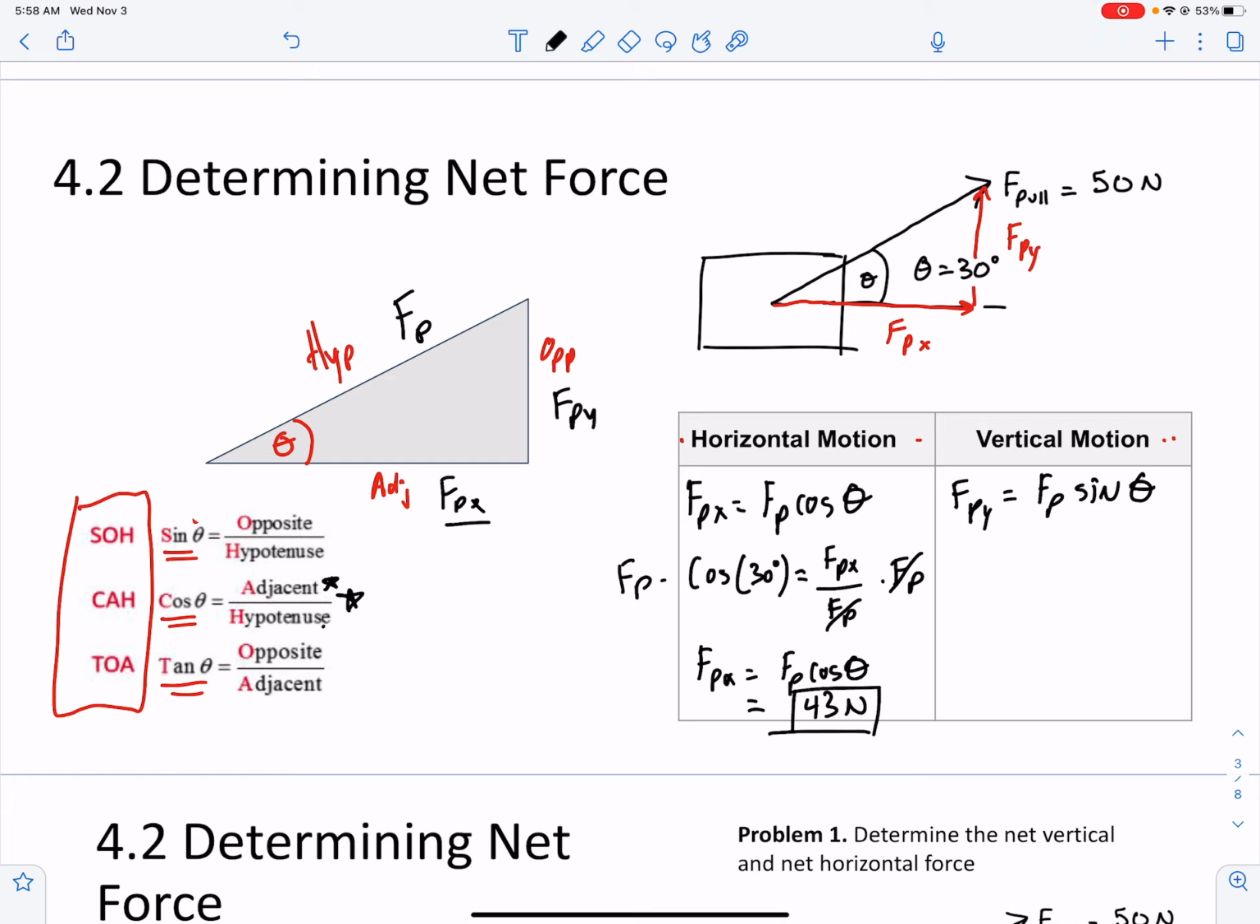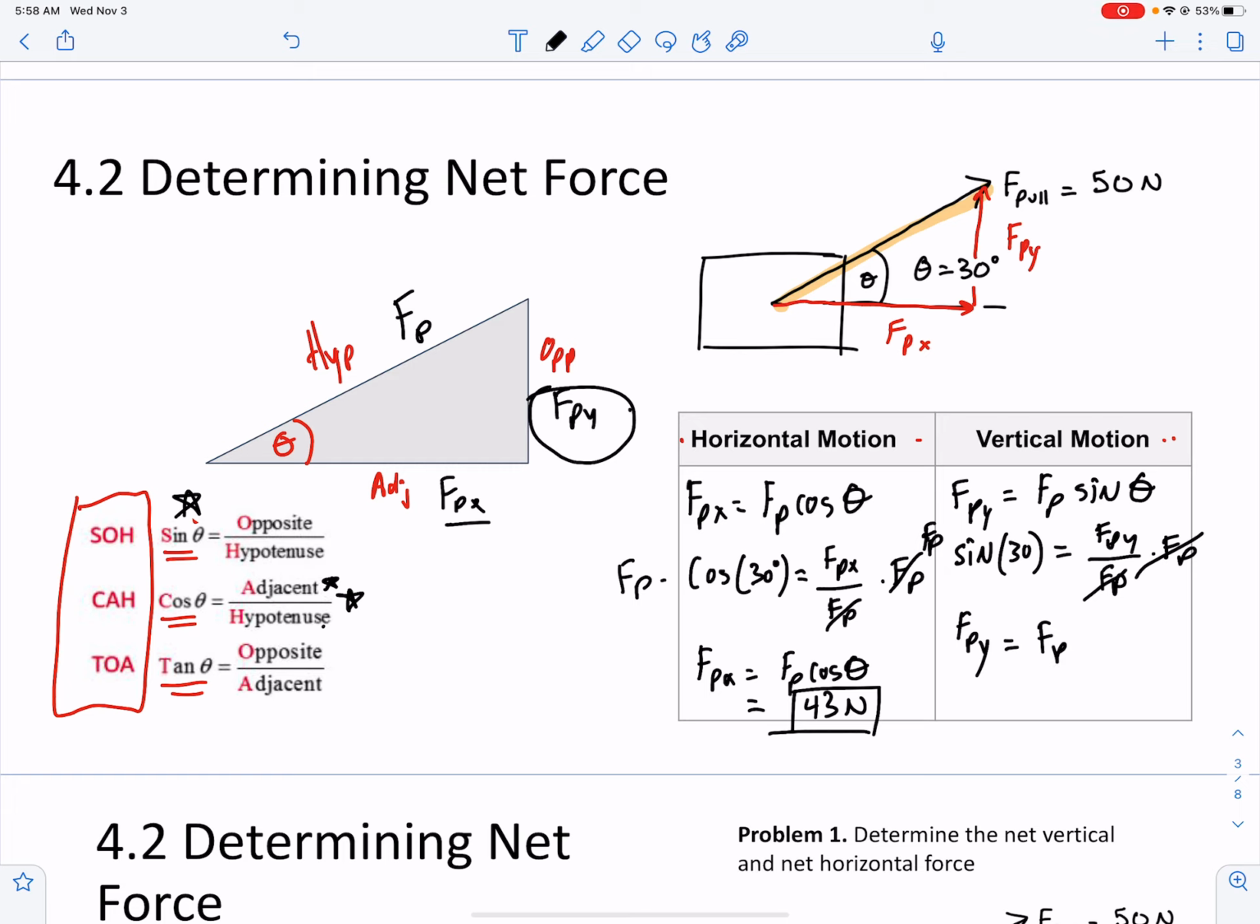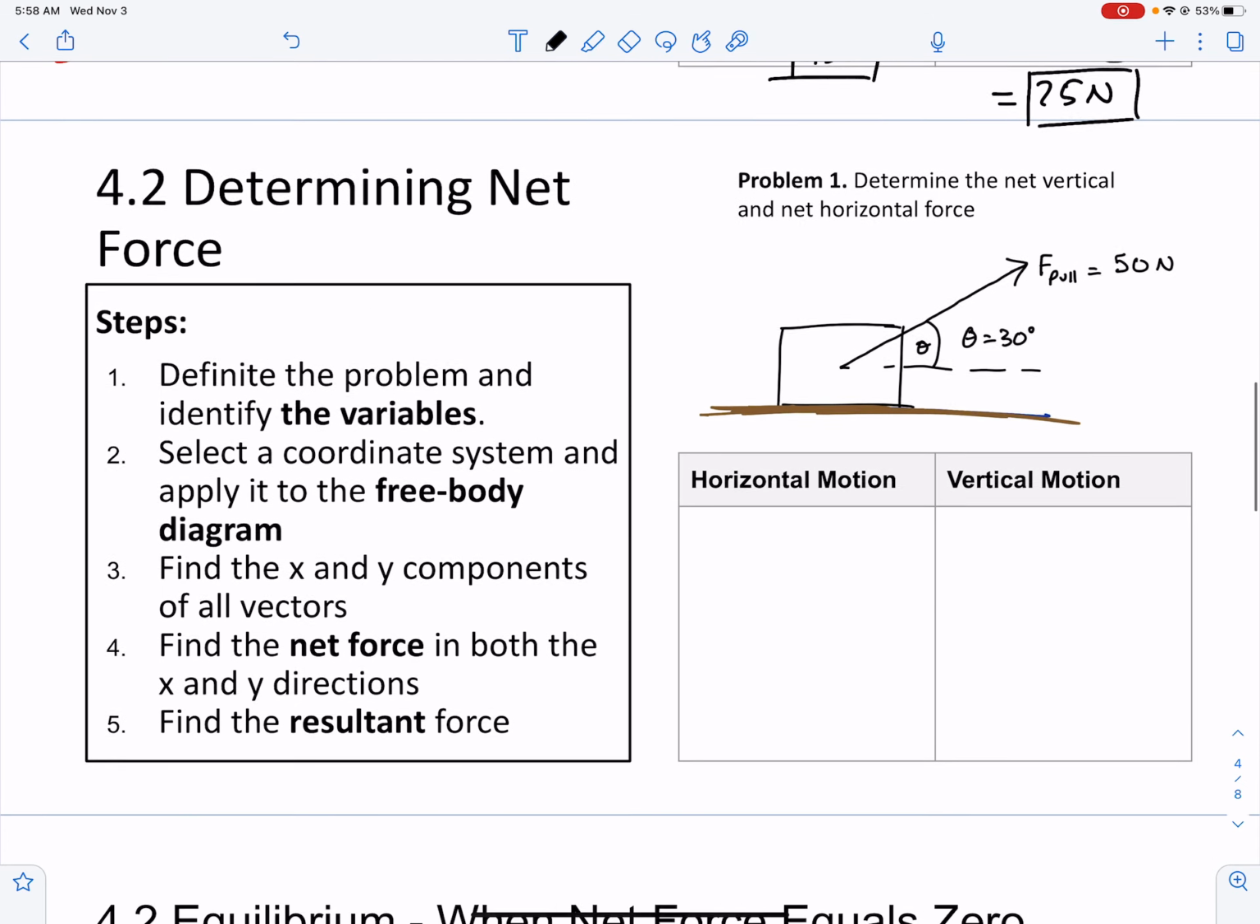Okay, vertically, we are trying to find this component of our overall force. Right? And so we would write, well, that's the opposite leg. We're going to use sine for that one. Sine of our angle, 30 degrees, is equal to FPY over hypotenuse, FP, multiplied by FP on both sides to get it to cancel on the right-hand side. And we're left with FPY is equal to FP times sine of our angle, which is 30 degrees. And we get 50 times 1/2, which is 25 newtons.